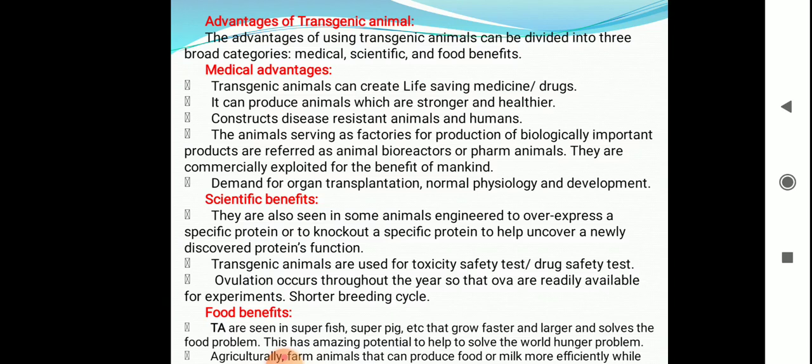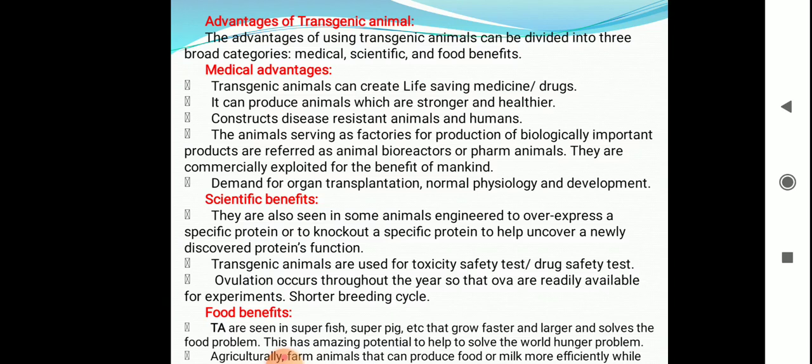The animals serving as factories for production of biologically important products are referred to as animal bioreactors or farm animals. Okay, they are commercially exploited for the benefit of mankind. Demand for organ transplantation, normal physiology, and development is also increasing day by day for transgenic animals. Okay, so these are the medical advantages.